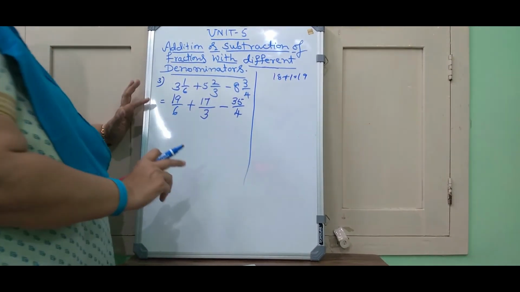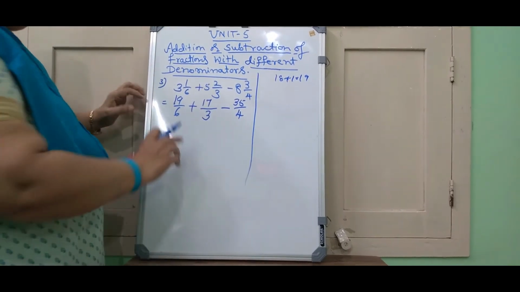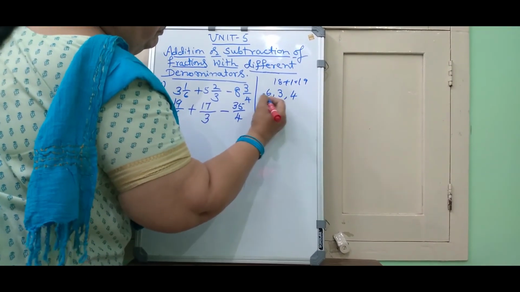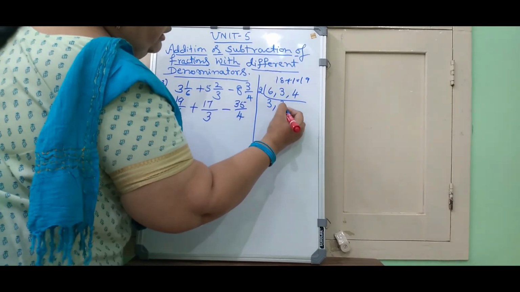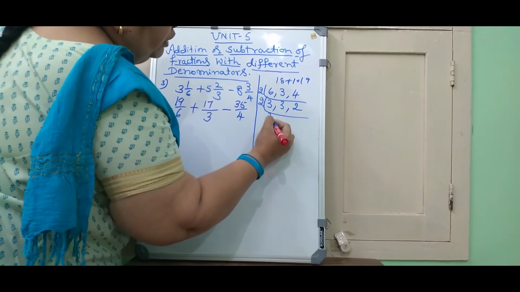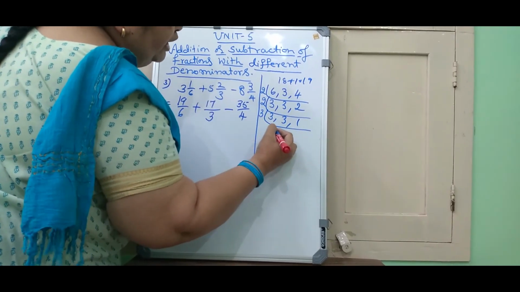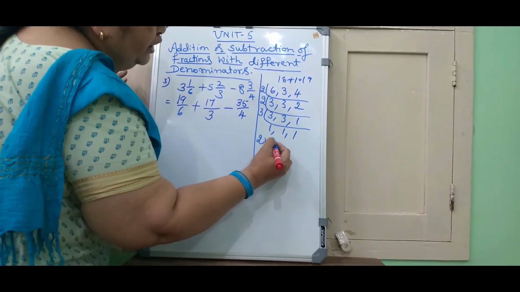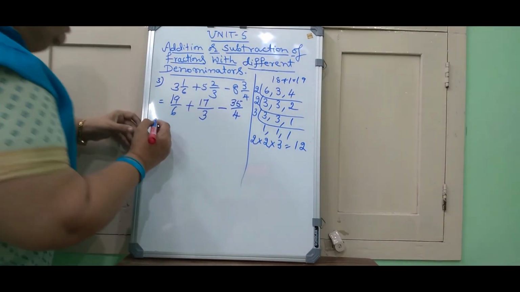Now let us do it as usual, as I told you in the first and second examples. Let us consider the denominators 6, 3 and 4 and find the LCM. 2 threes are 6, write the 3 like this. Again 2 twos are 4, let me take 2 only. 3 threes are 3. 2 ones are 2, and 3 ones are 3. So the LCM will be 2 into 2 into 3, which is 12. 12 will be the LCM.